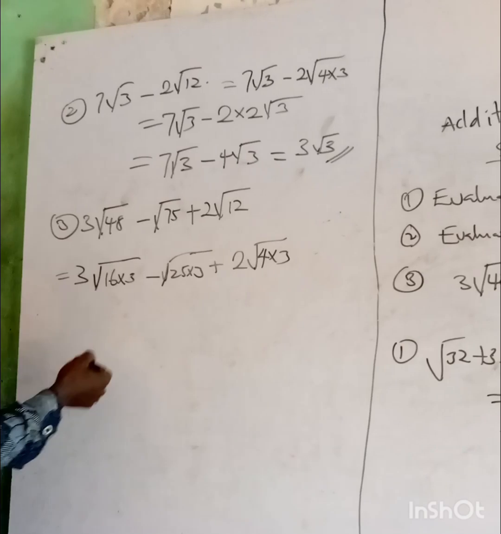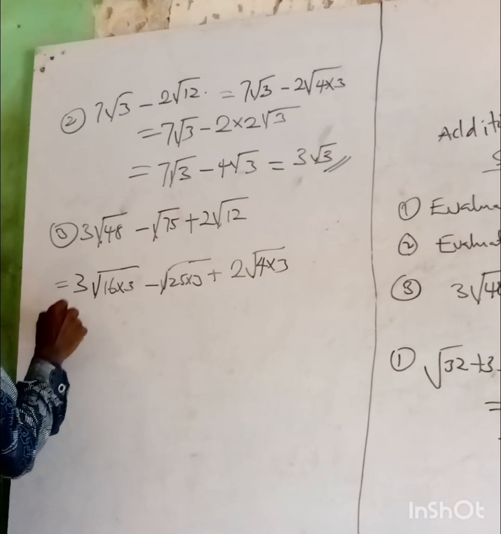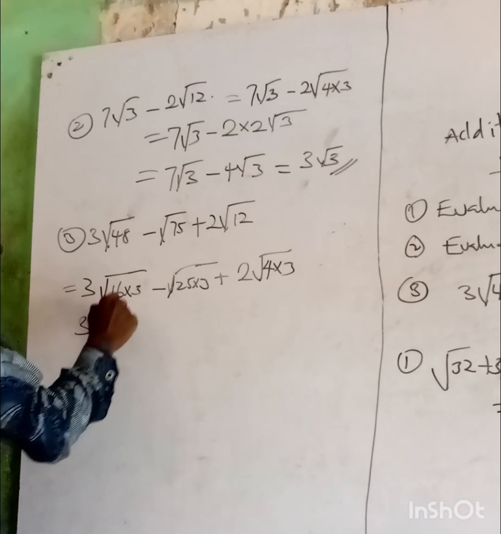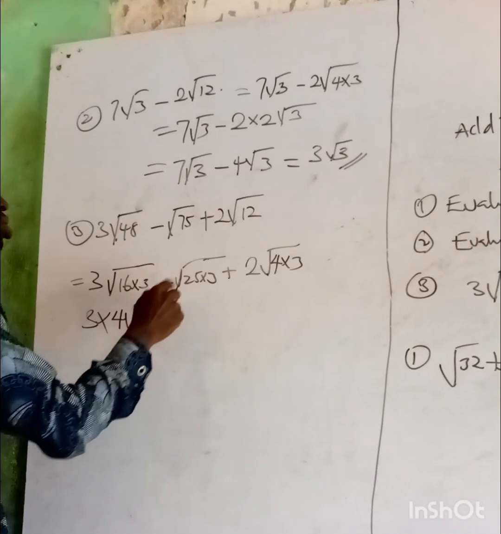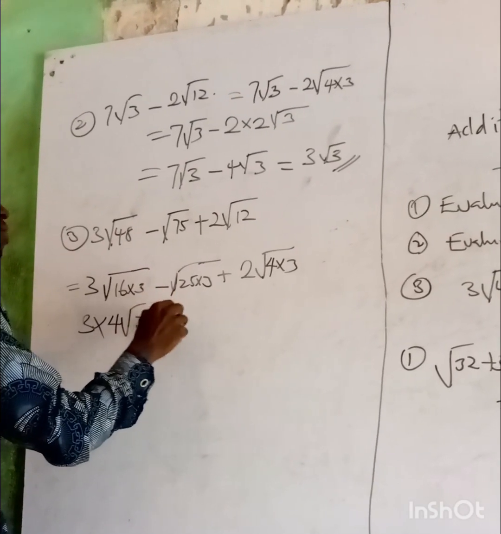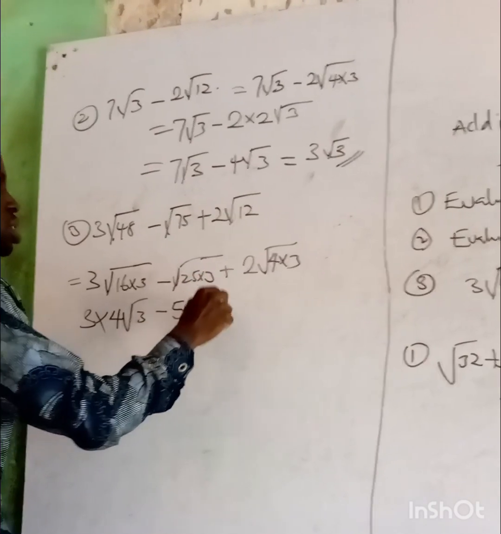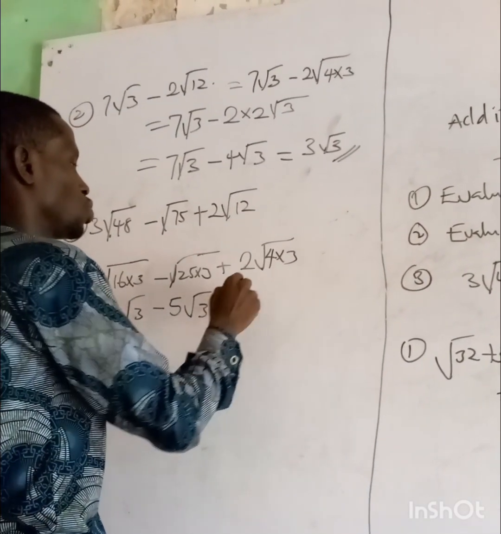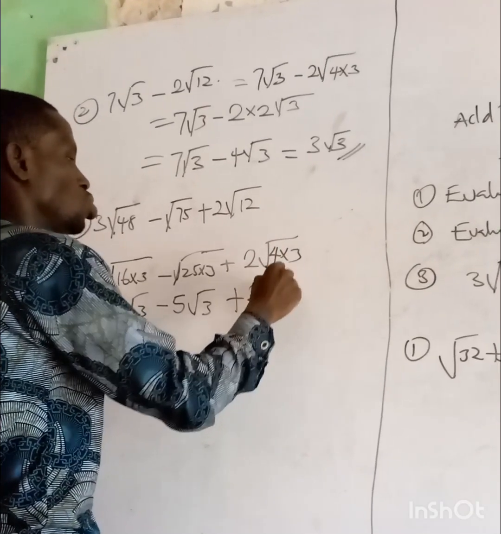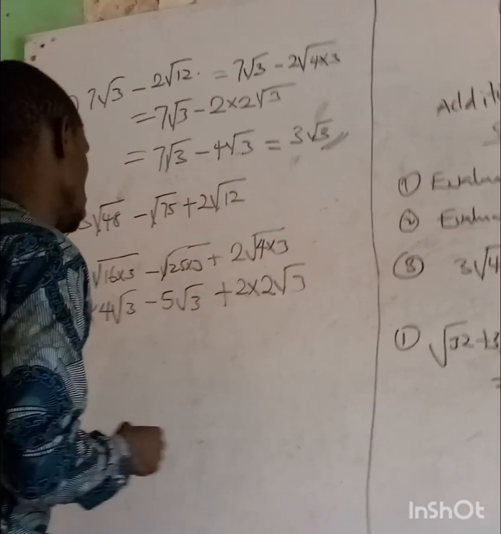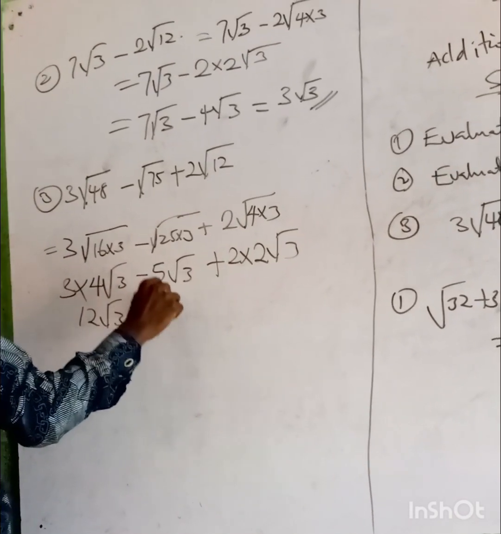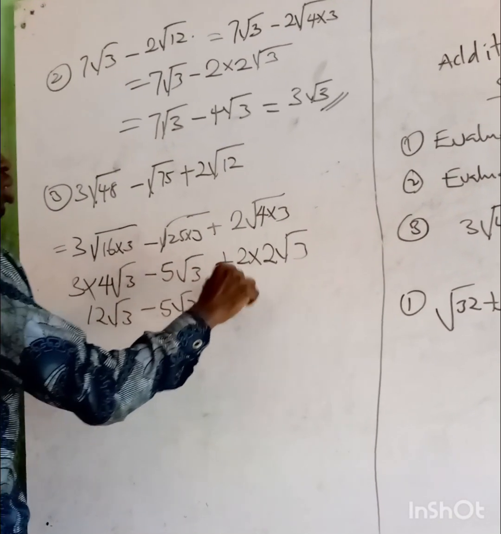So now let's begin to take out the ones with square root. 3 times square root of 16 is 4, so 4 root 3, minus the square root of 25, which is 5 root 3, plus 2 times the square root of 4, which is 2, so 2 root 3. Then you now have 12 root 3 minus 5 root 3 plus 4 root 3.